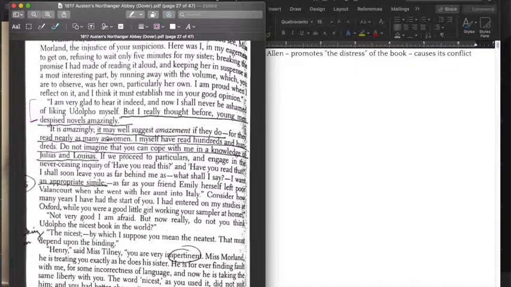It is amazingly, and may well suggest amazement if they do, for they read nearly as many as women.